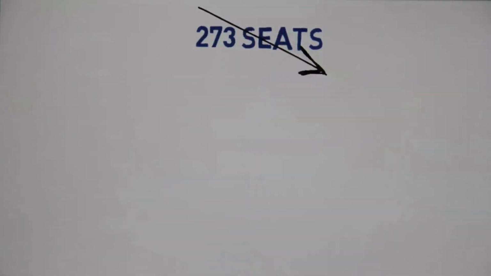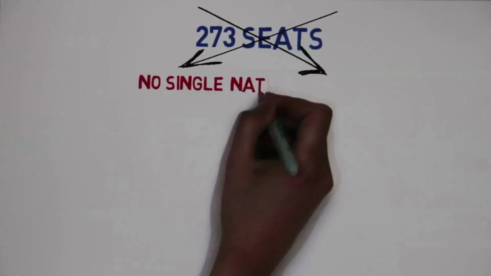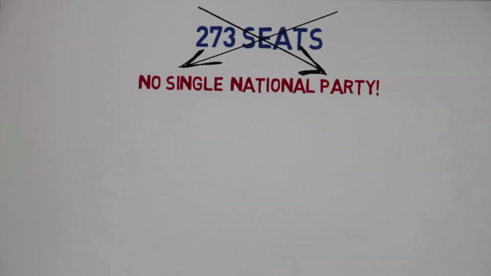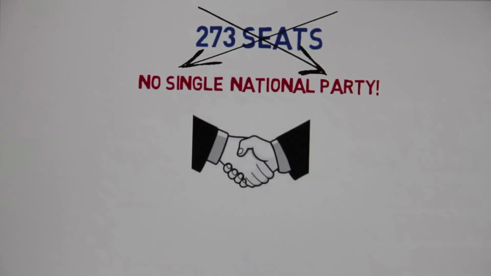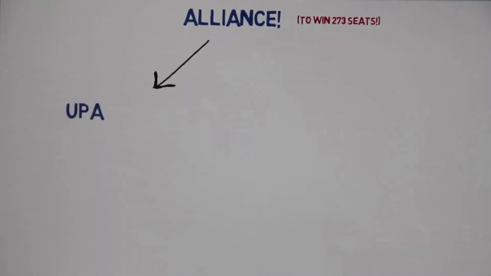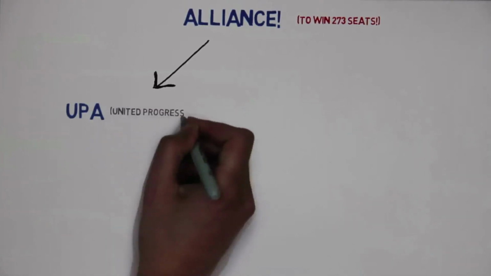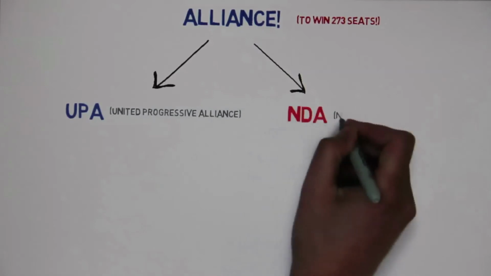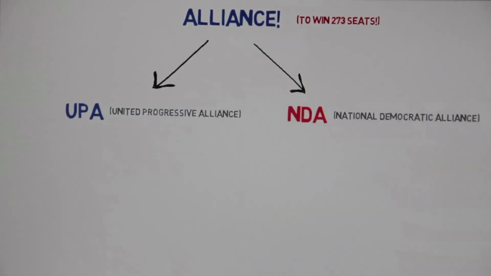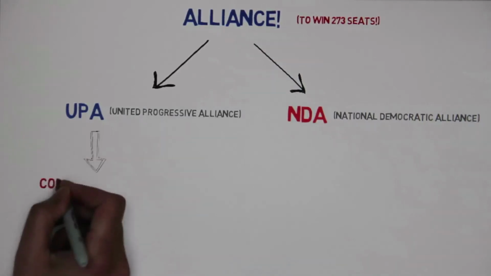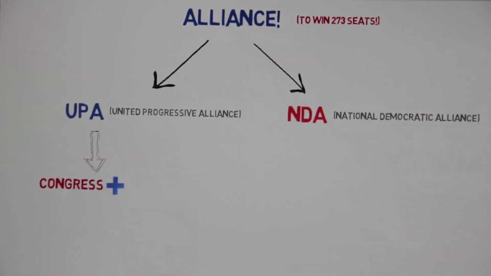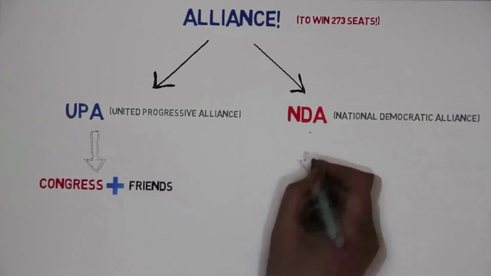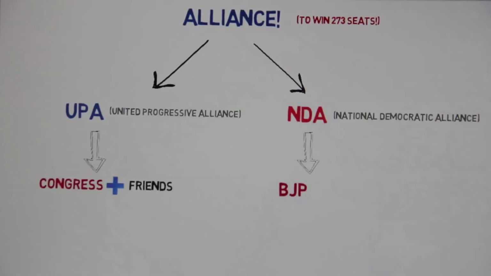But since there are so many regional parties, no single national party is able to win 273 seats. Therefore, the National Party needs to form an alliance with other small or regional parties in order to get the tally of 273 seats. Currently, there are 2 main alliances in India. The UPA, which is the United Progressive Alliance, and the NDA, the National Democratic Alliance. UPA consists of Congress and its friends, and NDA consists of BJP and its friends.